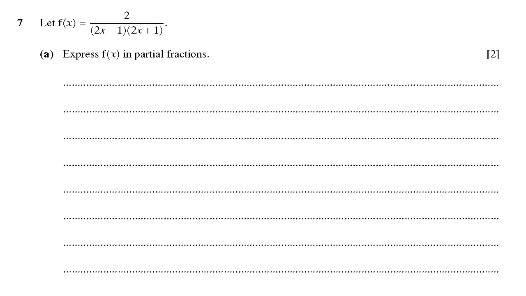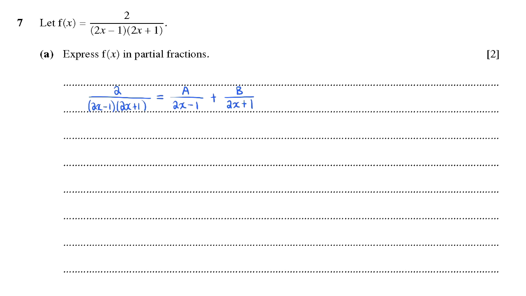Question 7 says, let f(x) = 2 / ((2x - 1)(2x + 1)). Express the function of x in partial fractions. All right, well, the good news is the denominator is already factorized, and this is the simpler version of finding the values that we need. And so we can simply write 2 over (2x - 1)(2x + 1), and we break it up into A/(2x - 1) + B/(2x + 1). And they're our partial fractions. Done, right? No, of course, we have to find out what A and B are.